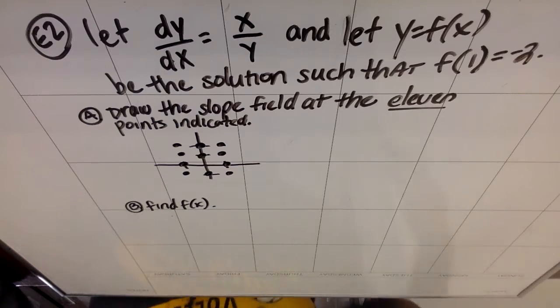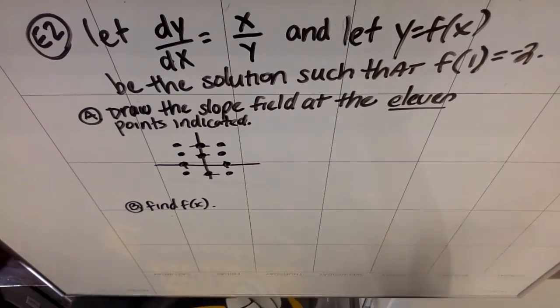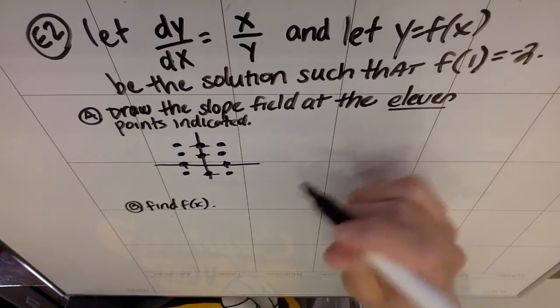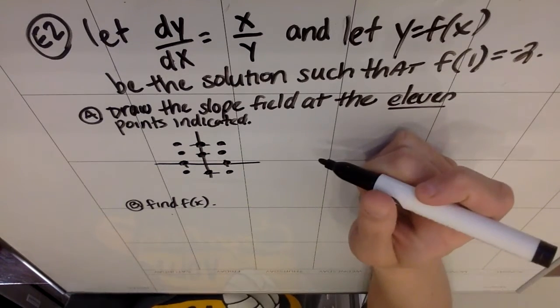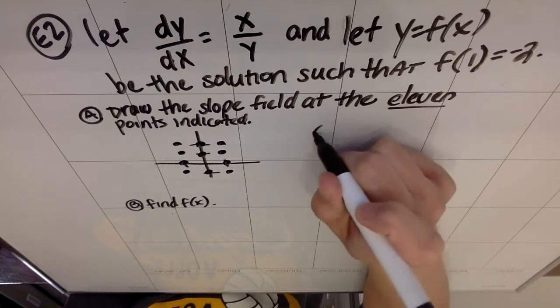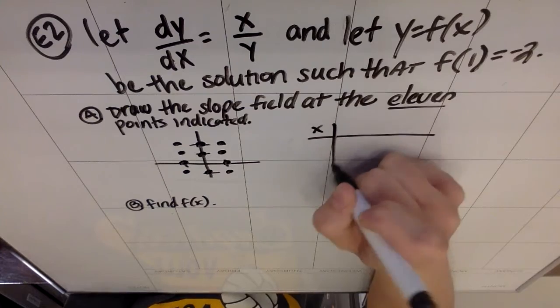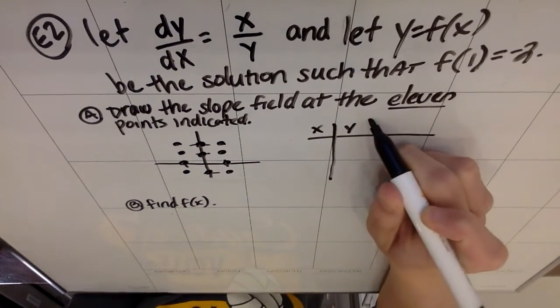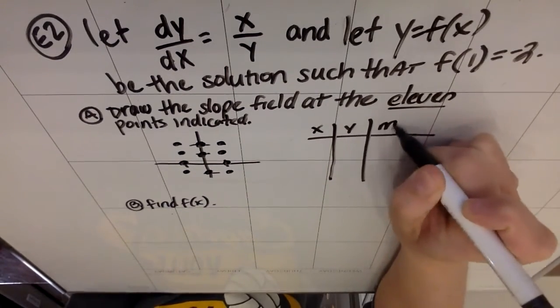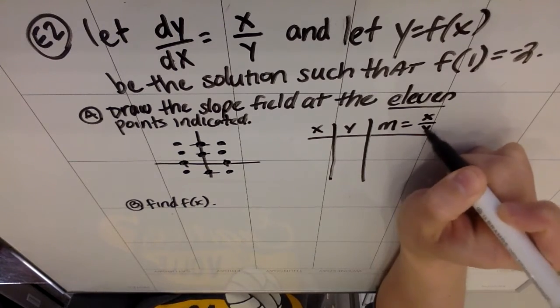So how much work you show on a slope field is a little bit up to you, right? But you just don't want to be wrong, right? So a couple things that I noticed. Since my slope is x on top of y, anywhere that x is 0 but y is not, my slope should be 0, right? X on top of y.